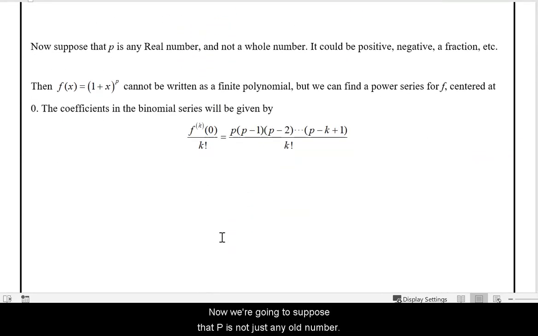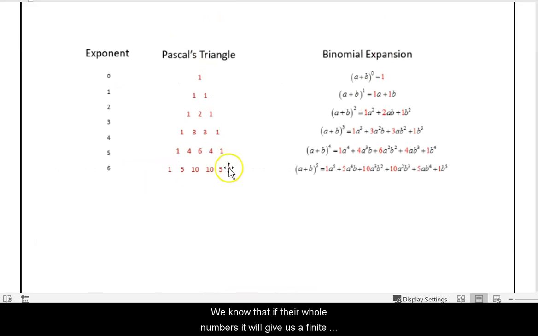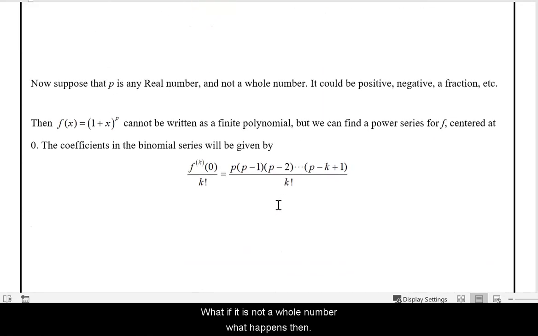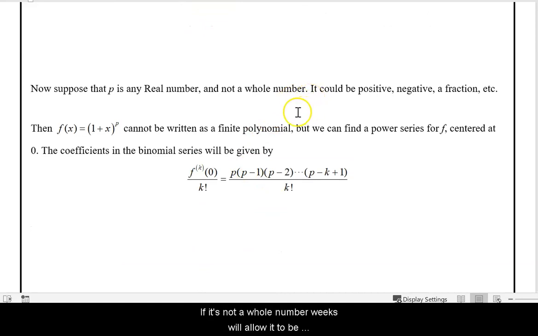Now we're going to suppose that P is not just any whole number. We're going to suppose that P is any real number at all, and for convenience sake, we're going to eliminate the whole numbers. We know that if they're whole numbers, it will give us a finite polynomial expansion. But what if it is not a whole number? What happens then? If it's not a whole number, we will allow it to be positive or negative, a fraction, whatever.